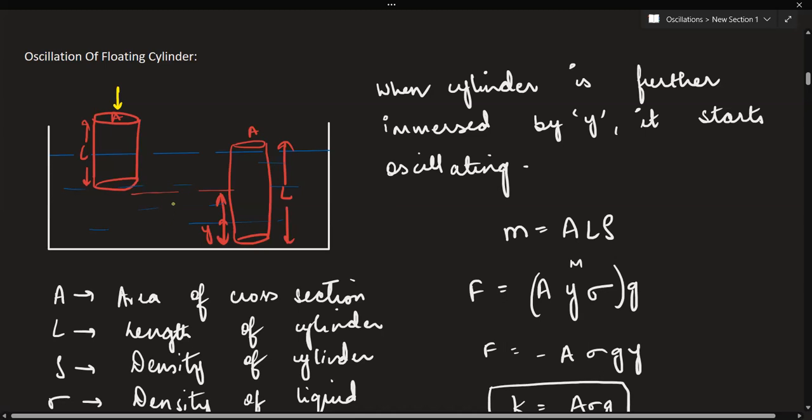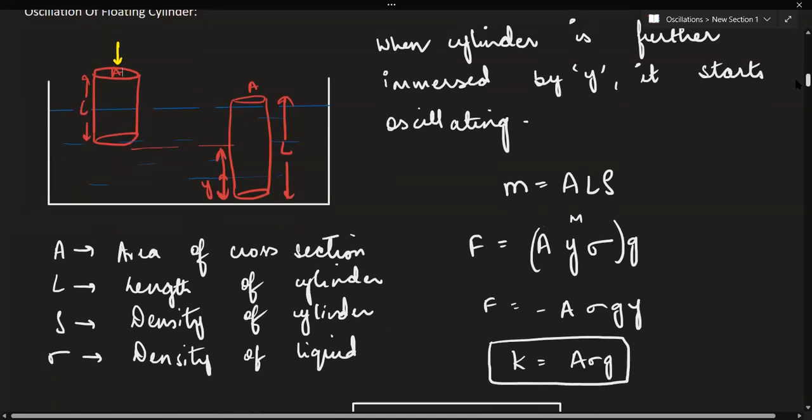Oscillation. So that's why a floating cylinder also executes simple harmonic motion. Now again, we have to find out the time period and frequency. So when the cylinder is further immersed by a distance y, let's say I have pushed it down and it has gone through a small distance y.